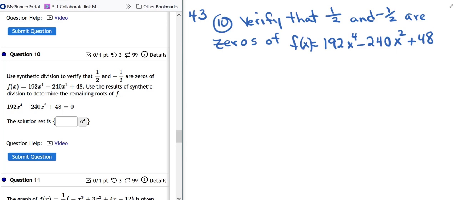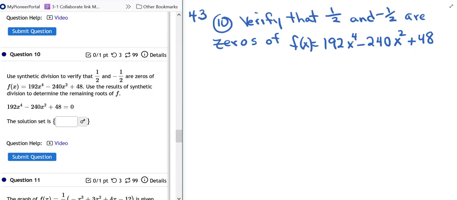We'll have a look at problem 10 from 4.3. And we'll do it first, as the problem suggests, with synthetic division. So this is telling us that 1/2 and -1/2 are zeros. We're supposed to verify that with synthetic division of this polynomial.